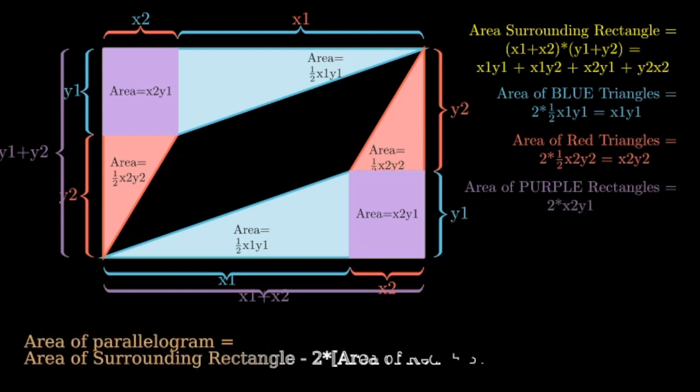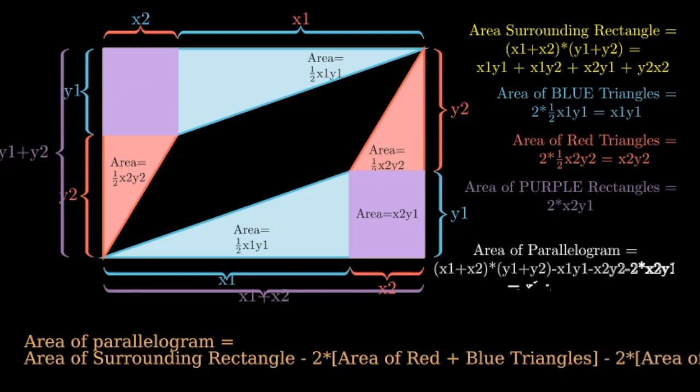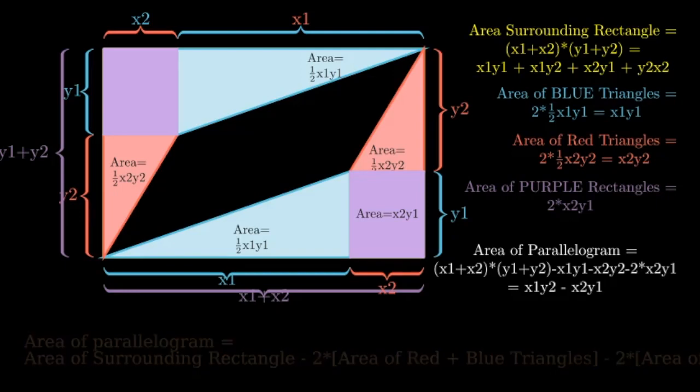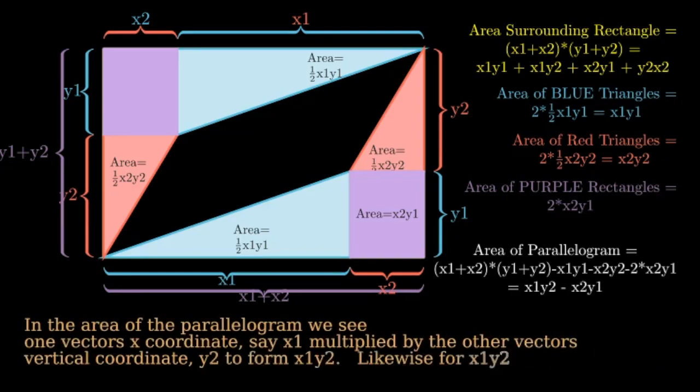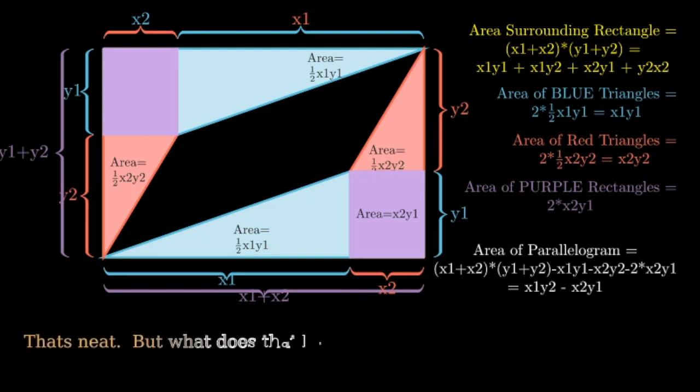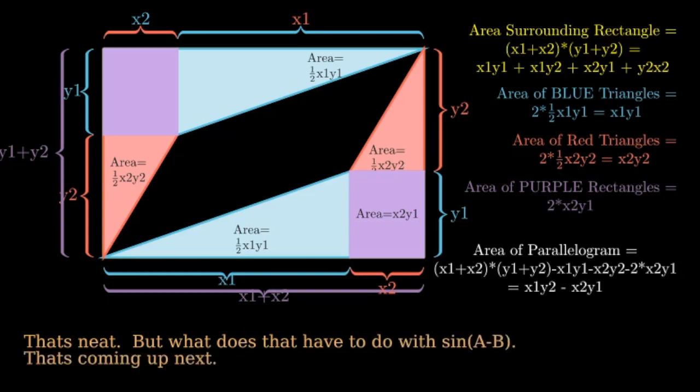Now the area of the parallelogram is the area of the surrounding rectangle minus 2 times the area of the red plus blue triangles minus 2 times the area of the purple rectangles. And that works out to be x1 y2 minus x2 y1. We are seeing x1 multiplied by the other vector's y2 coordinate. And similarly, we have x2 y1. That's neat, but what does that have to do with sine of A minus B? We'll get to that very soon.